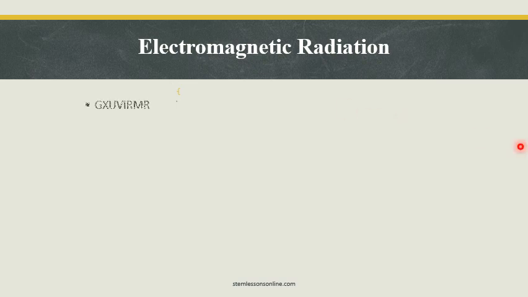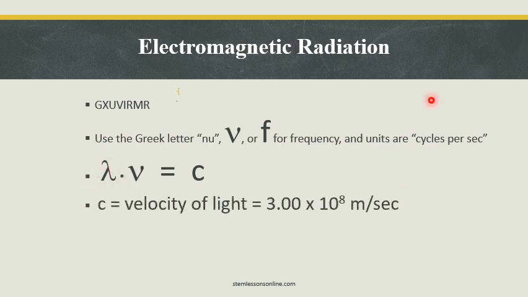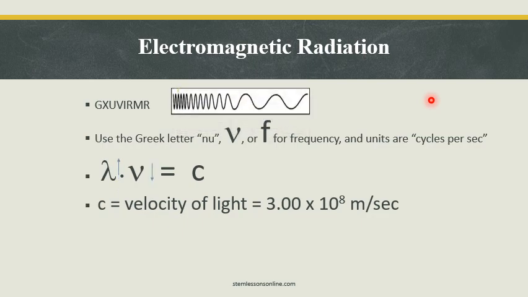So the wavelength and frequency are inversely related, and the frequency is represented by the letter nu or f, and the unit is cycles per second. And wavelength is represented by lambda, and lambda is the distance between two consecutive crests or two consecutive troughs, like it's shown here. See, that is called lambda, that's the wavelength.